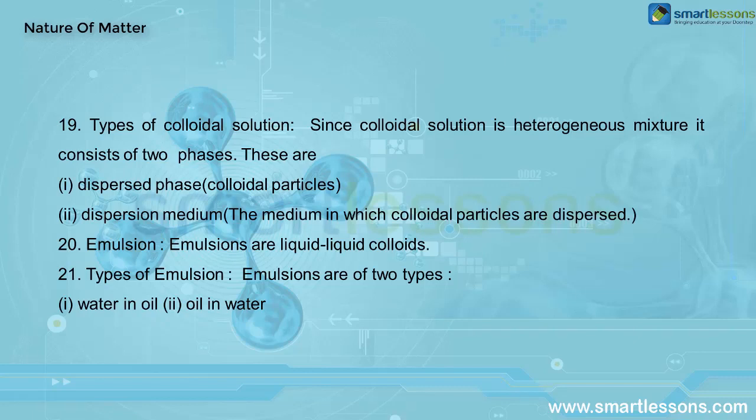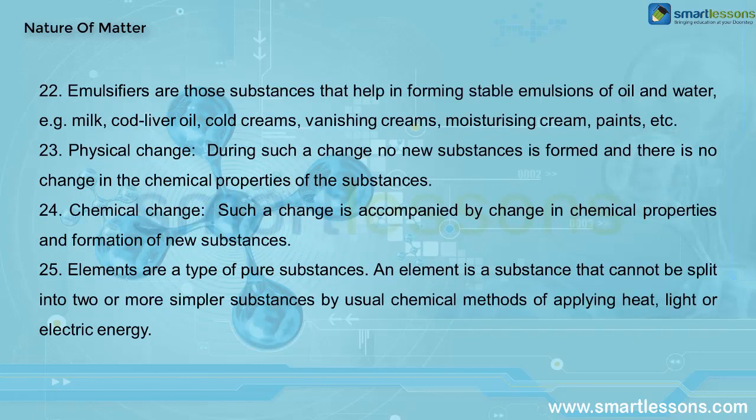The emulsions are basically liquid to liquid colloids. There are two types of emulsion, water in oil and oil in water. Emulsifiers are those substances that help in forming stable emulsions of oil and water. For instance, milk, cod liver oil, cold creams, vanishing creams, moisturizing cream, paints, etc. These all are examples of emulsions.